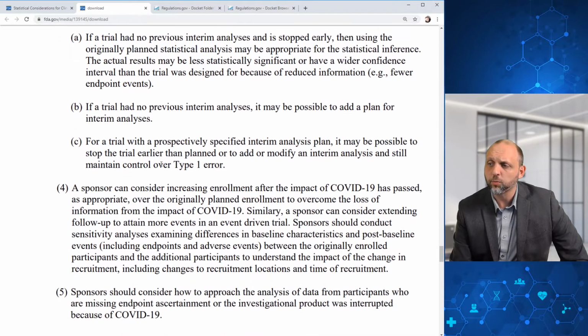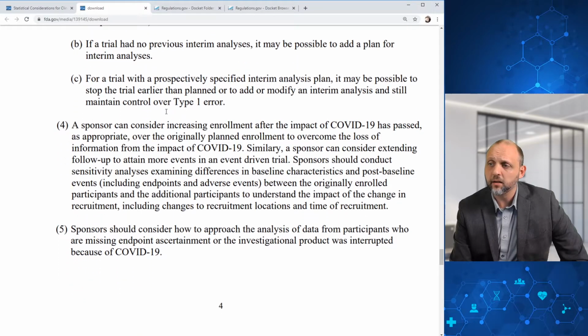If a trial had no previous interim analyses, it may be possible to add a plan for interim analyses. And for a trial with a prospectively specified interim analysis plan, it may be possible to stop the trial earlier than planned, or to add or modify an interim analysis and still maintain control over type 1 error.